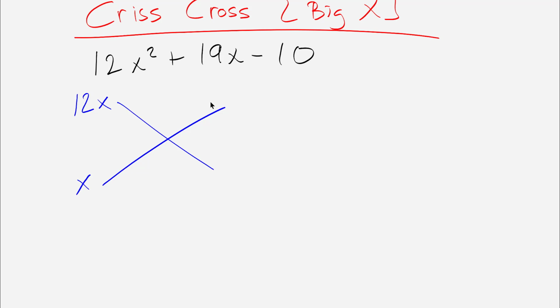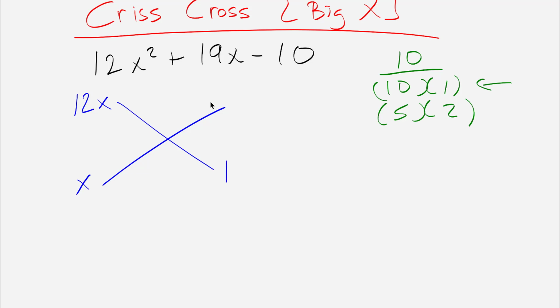So we have factors of 10. That could be 10 times 1, or maybe it's 5 times 2. So let's just start with 10 and 1. Let's try 10 and 1 first of all. So if I put the 10 here and the 1 here, you guys can probably tell this isn't going to work. 12x by 10, 120x. X by 1, 1x. Definitely not getting a 19x from that situation.